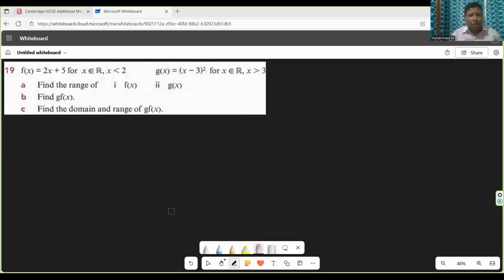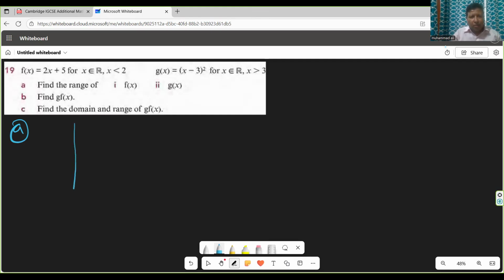Question number 19. f(x) = 2x + 5 for x belongs to real numbers, x < 2. g(x) = (x − 3)² for x belongs to real numbers, x > 3. Part A, find the range of Roman 1, f(x), and Roman 2, g(x). So first, part A, the range of f(x).